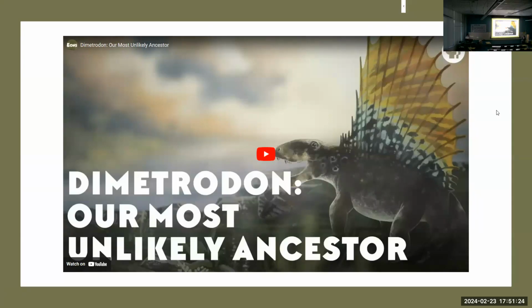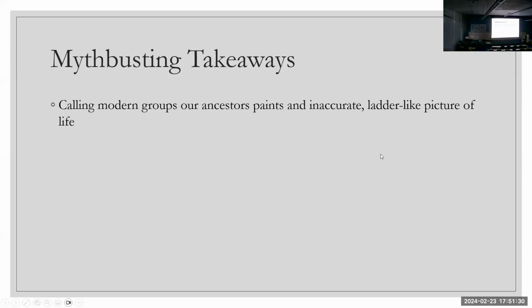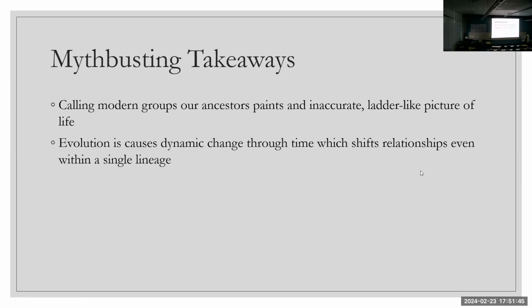Okay. Yeah, so you can go ahead and go past this one. Okay. So in general, just some takeaways. Calling modern groups our ancestors paints an inaccurate picture that often leads to a ladder-like view of life, where we have amphibians at the bottom, then reptiles and mammals. Go ahead. Evolution is dynamic. It causes change through time.